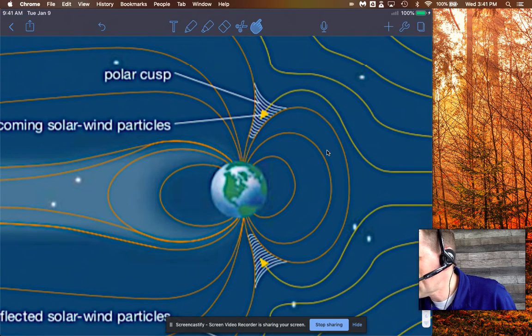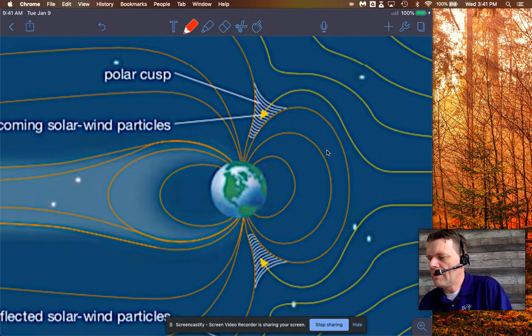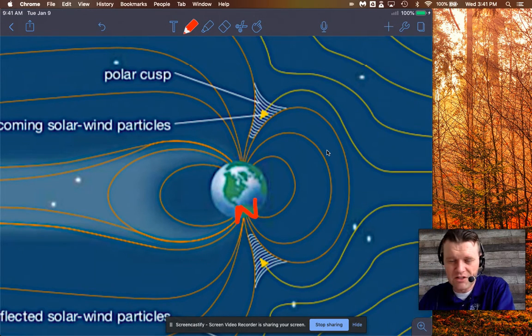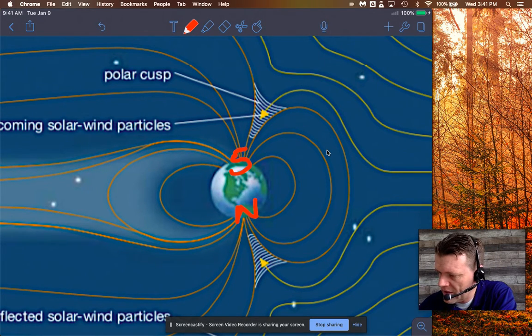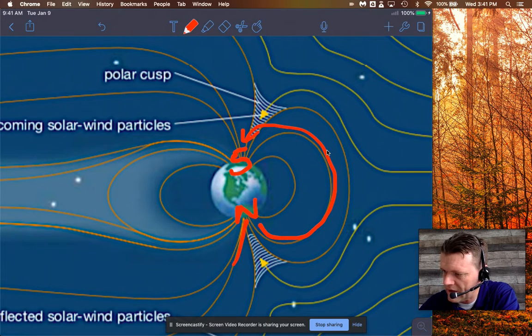And the Earth has a magnetic north pole at the geographic south pole and a magnetic south pole at the geographic north pole. Those are easy to get confused, but it definitely generates a magnetic field that follows the lines as indicated, but it goes out of the north pole and then into the south pole like this.